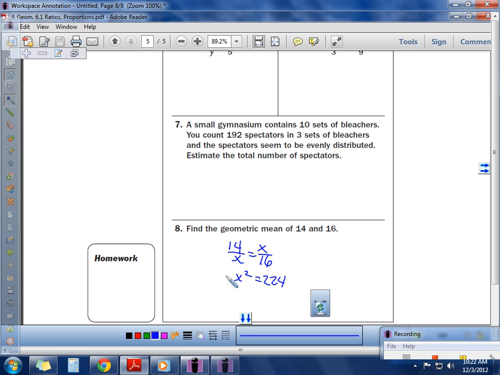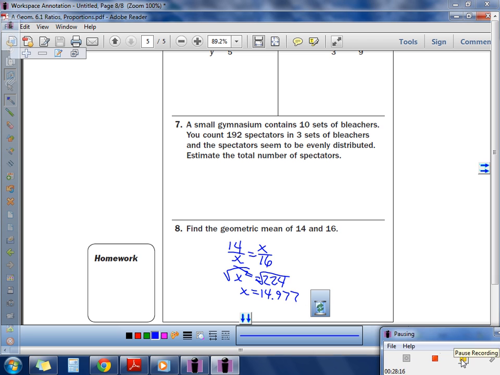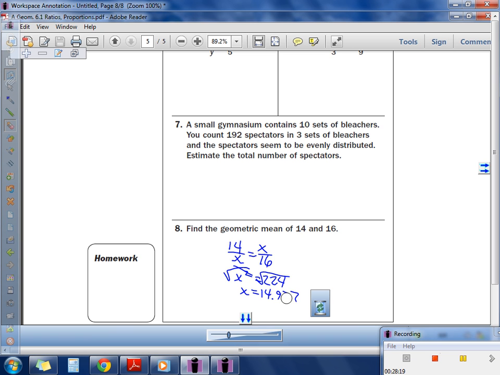224. Take the square root of each side. They cancel. The square root of 224 is about 14.967. I assume that's rounded properly. If it is, we're good to go. All right, so I've just heard that this is a 6 instead, so 14.967. There's your final answer.